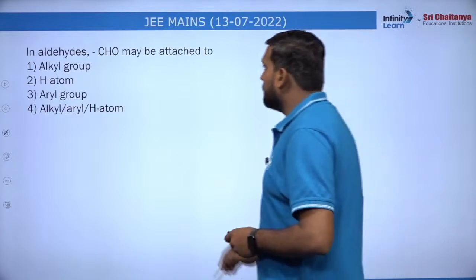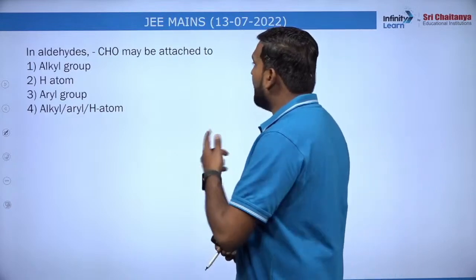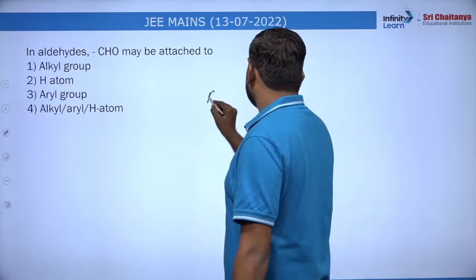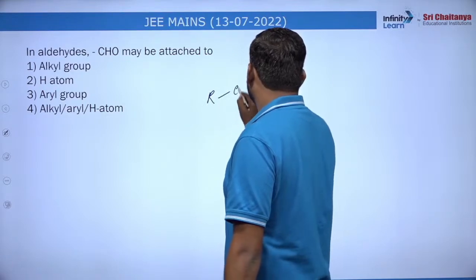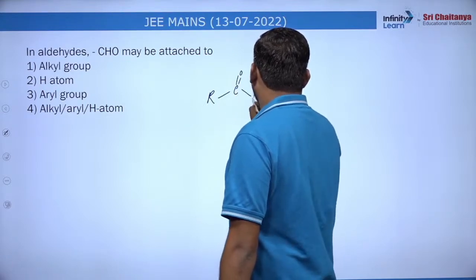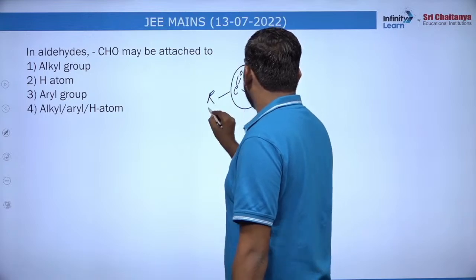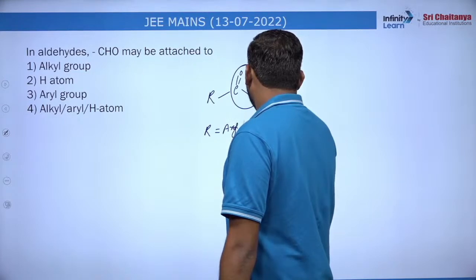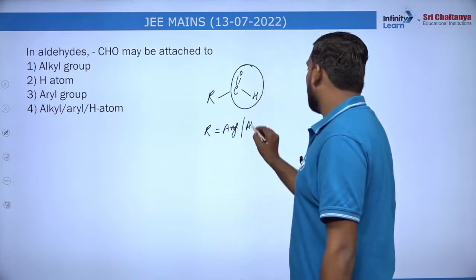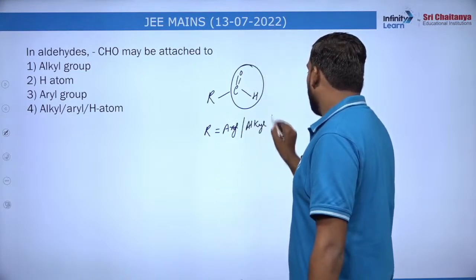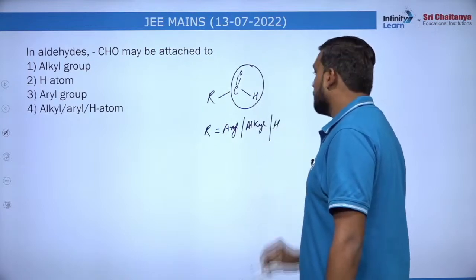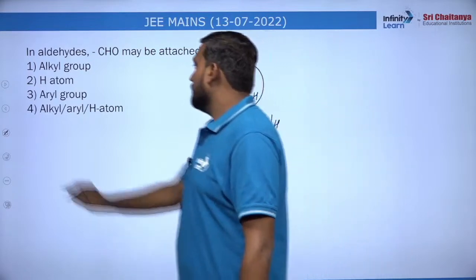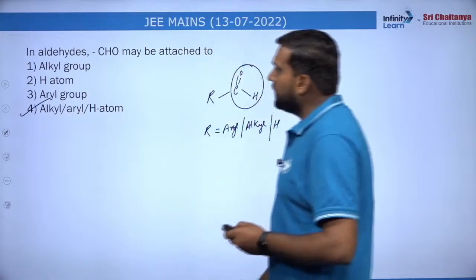In aldehyde, CHO may be attached to, so CHO. So the general formula for aldehyde is this, C double bond O and H. So this group can be attached to, what can be R here? It can be aryl group, okay, like benzaldehyde. It can be alkyl group like ethanal. Okay, and basically it can also be hydrogen like the formaldehyde. So it can be anything. So the correct answer will be the option number 4.